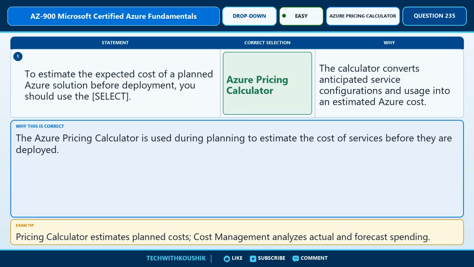For statement 1, choose Azure Pricing Calculator. The calculator converts anticipated service configurations and usage into an estimated Azure cost. The main takeaway is pricing calculator estimates planned costs. Cost management analyzes actual and forecast spending.